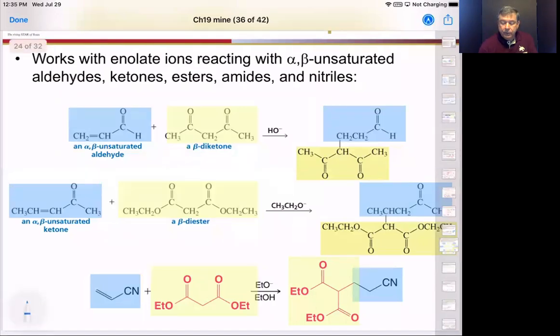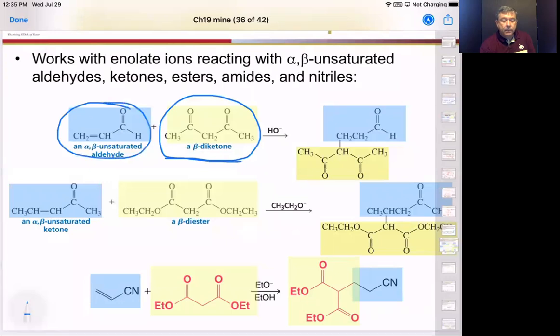So let's do this beta diketone right here. Okay, remember when we do this beta diketone, we're going to end up with a product that is going to have a diketone, and then it's going to be attached to something else. If we look at this compound here, it has only this vinylic alpha hydrogen, so we're not going to make our enolate out of that.